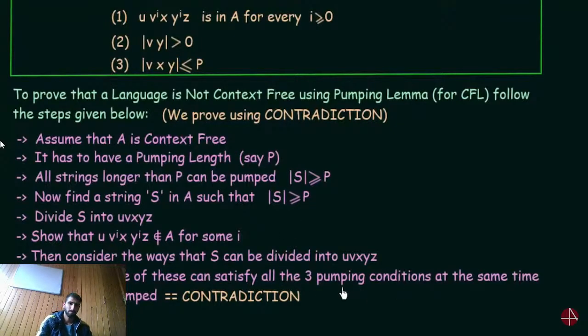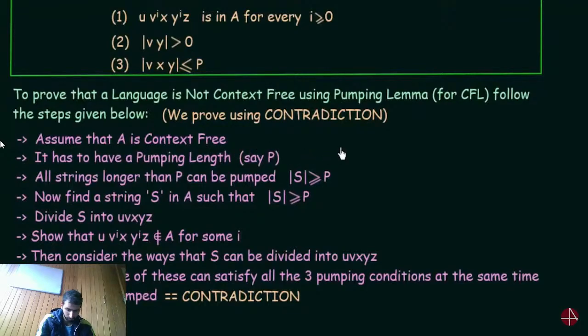So since it cannot satisfy all the 3 pumping conditions at the same time, S cannot be pumped, which is a contradiction to our assumption that A is a context-free language. If A is a context-free language, then it should be able to be pumped. But since we find that it cannot be pumped, we get a contradiction. Thus, we prove that A is not a context-free language.